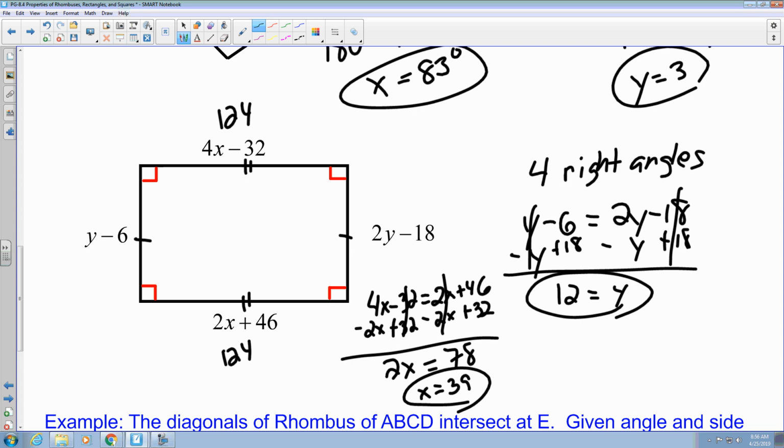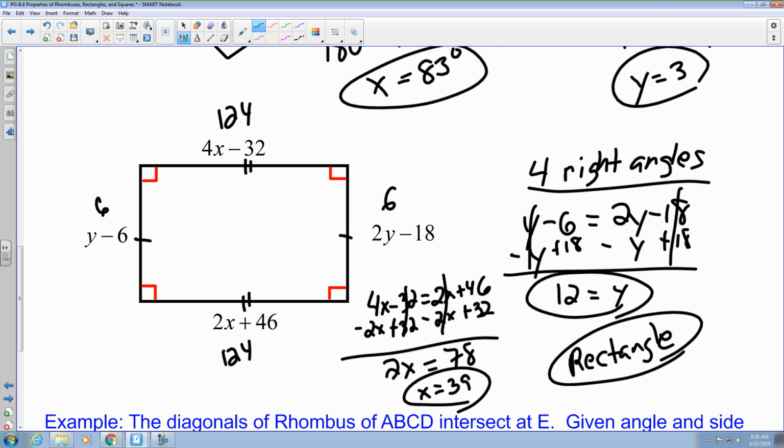So now I got 2 times 12 minus 18 is 6, and then I got 12 minus 6 is 6. All right, so I got side measurements of 6 and 6, 124 and 124. They're not the same. So because of 4 right angles and not having 4 equal sides, my classification is a rectangle.